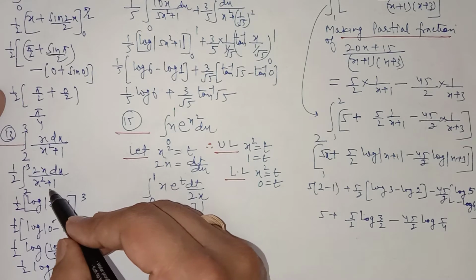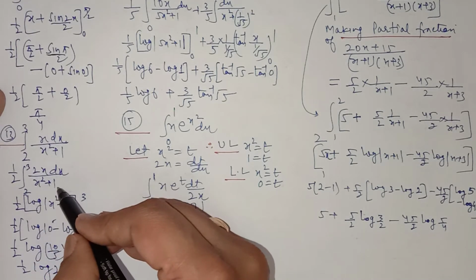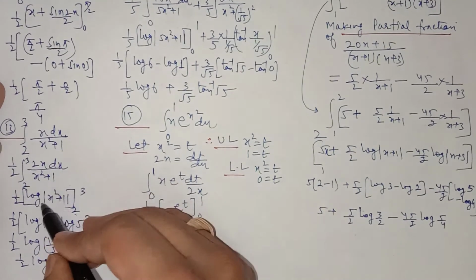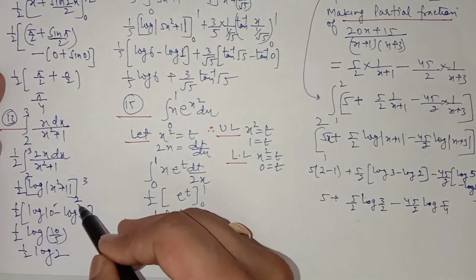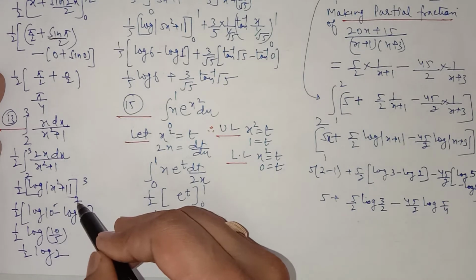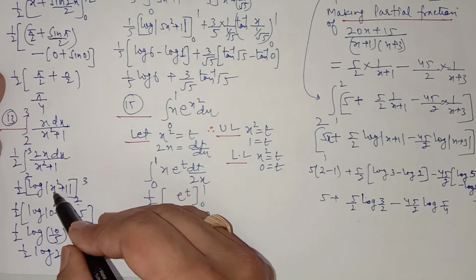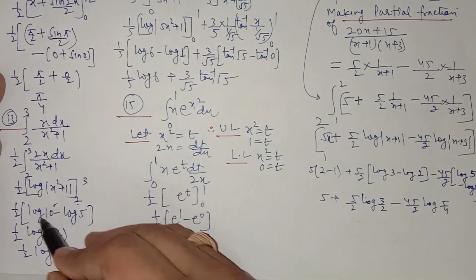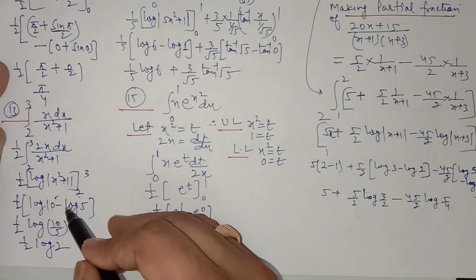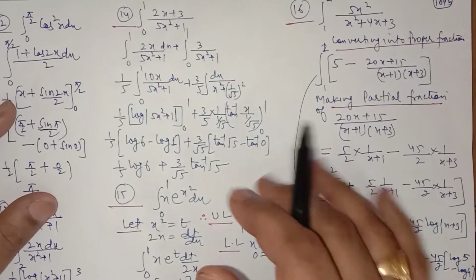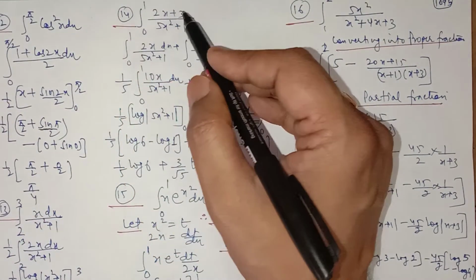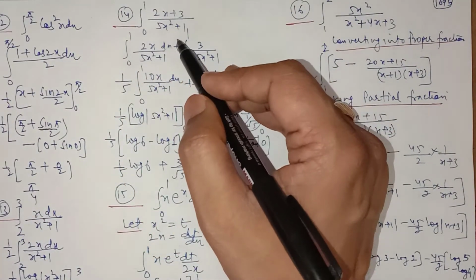If you don't know to do it directly, you can write x square plus 1 is equal to t. So this integral is log of x square plus 1. Replace the upper limit by 3, so 3 square plus 1 is 10, minus replace x by the lower limit, which is 2, so 2 square is 4 plus 1, log 5. Using the property of the log, in minus, that is log of 10 divided by 5, this is log 2.